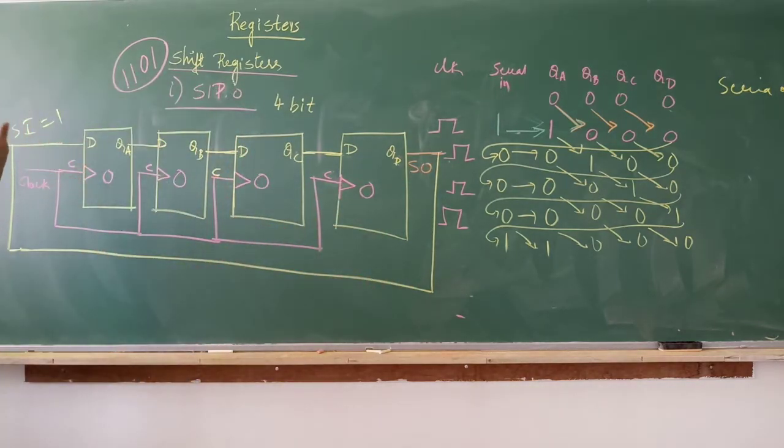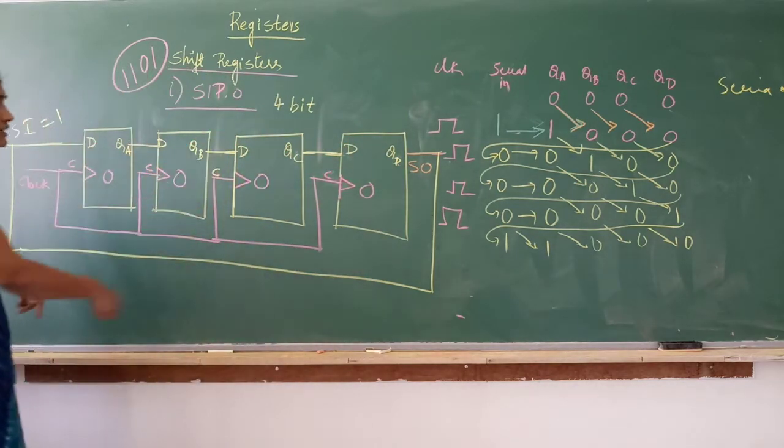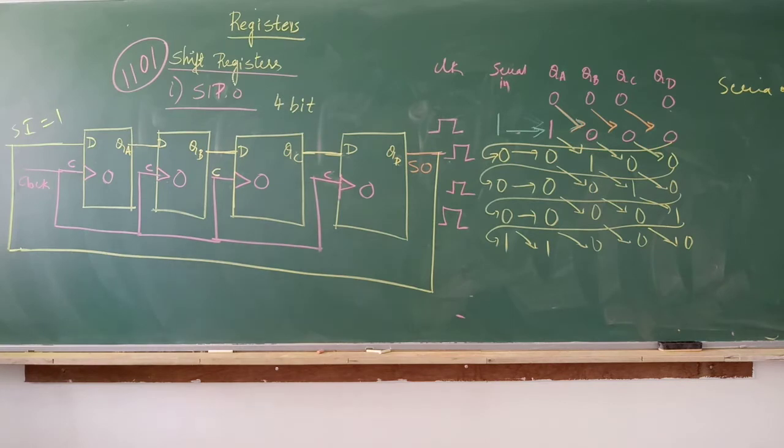So now we have discussed serial in, serial out. Serial in, parallel out. Serial input, but we take the output parallelly from all the flip-flops. And circular shift register. Okay. So next I will explain parallel in, parallel out, and parallel in, serial out register.